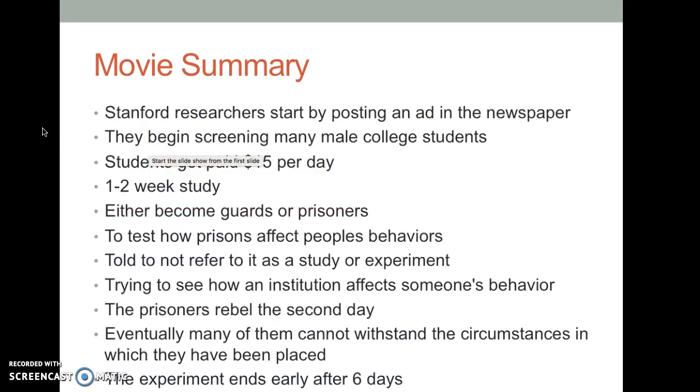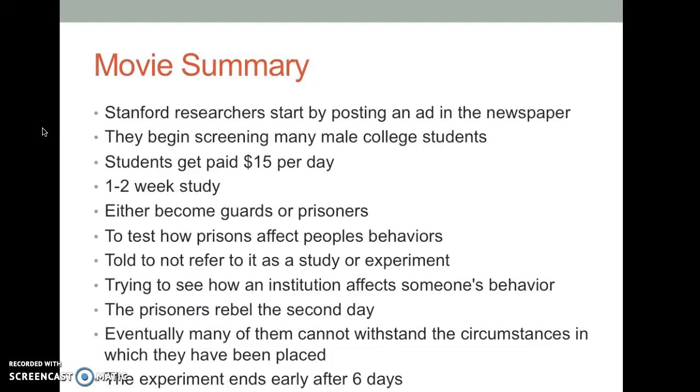Movie summary. Stanford University psychology professor Philip Zimbardo conducted a psychological experiment to test the hypothesis of how prisons affect people's behaviors. He selected 15 male participants for a 1 to 2 week prison simulation study, and they would take roles as either guards or prisoners. They got paid $15 a day, so it was really appealing to a lot of them. They were selected by coin flip as to whether they would be guards or prisoners.